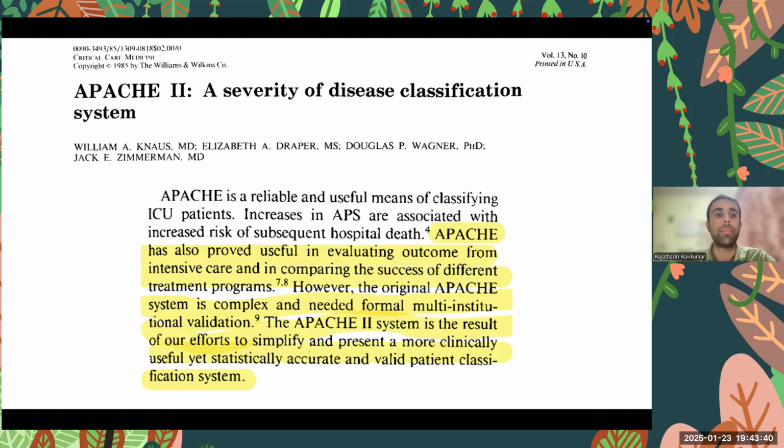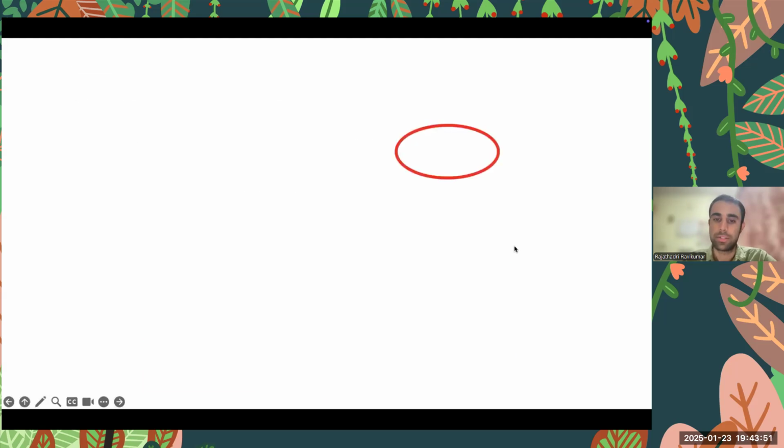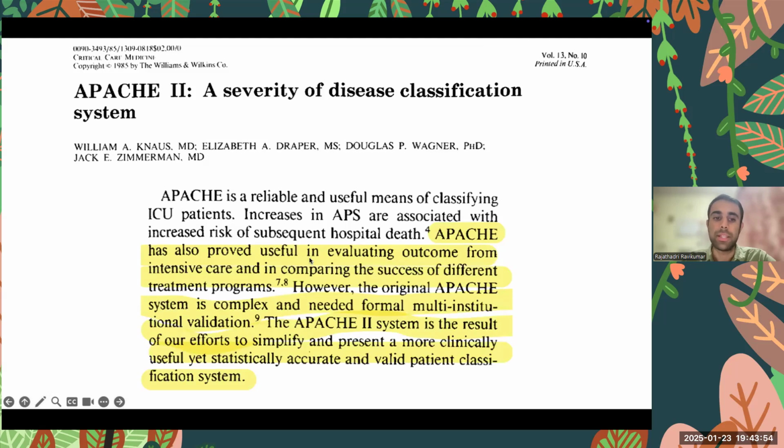Then in 1985 came the Apache 2. The same authors, William A. Knaus was the first author of this paper. We have to understand why he made the second scoring system. He says the Apache has proved useful in evaluating the outcomes and comparing the success of different treatment programs. However, the original Apache system is complex, has 32 variables, and needed a multi-institutional validation. It was only done in 2 institutions previously. So Apache 2 was done to simplify it and make it a statistically more accurate and valid patient classification system. This is the aim of creating this score.